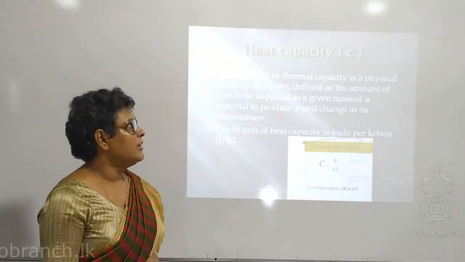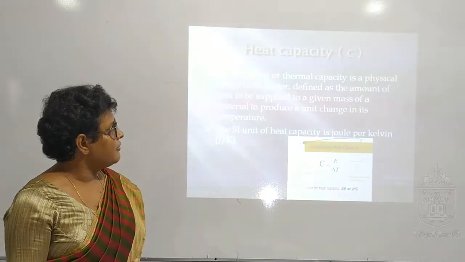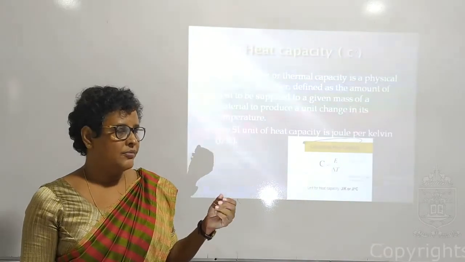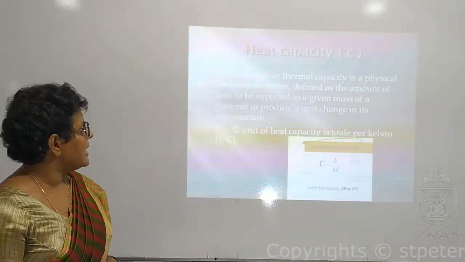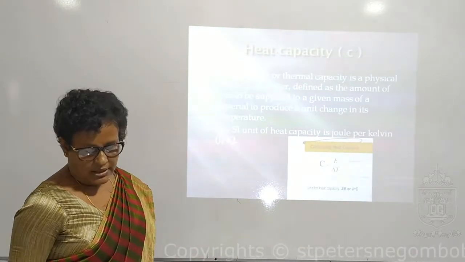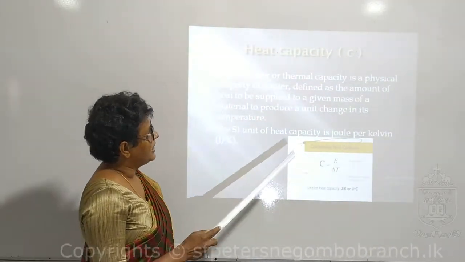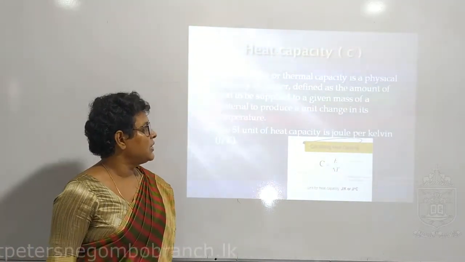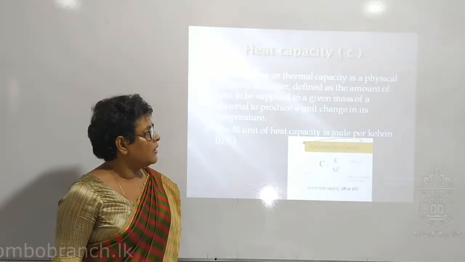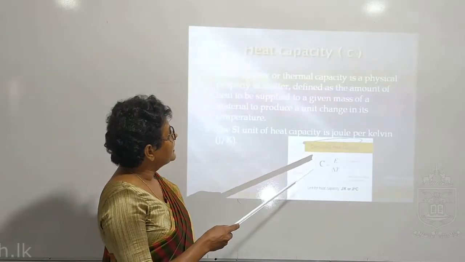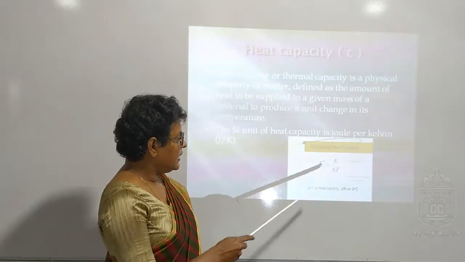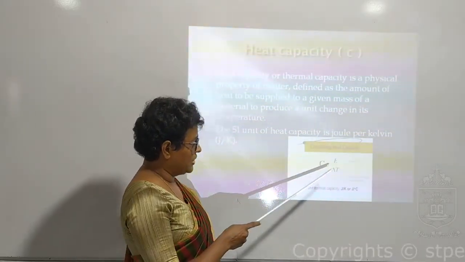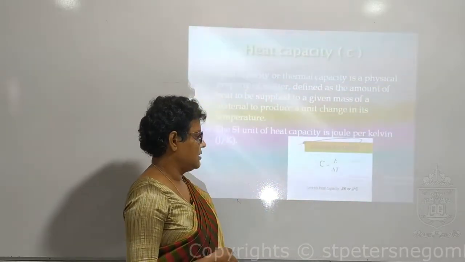Heat capacity or thermal capacity is a physical property of matter defined as the amount of heat to be supplied to a given mass of material to produce a unit change in its temperature. Therefore, if C is the thermal capacity, E is the heat energy, and delta T is the temperature change, when you divide E by delta T, you get the heat per unit temperature change.